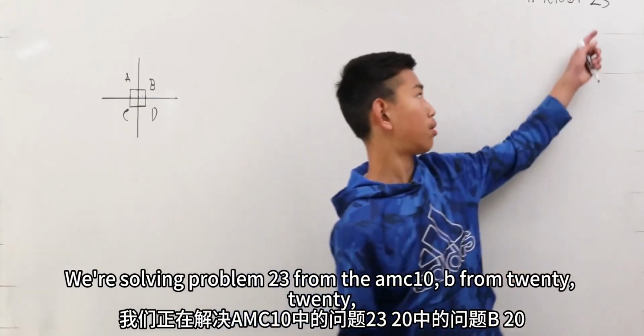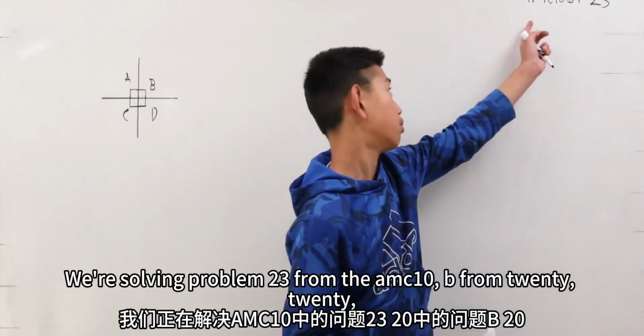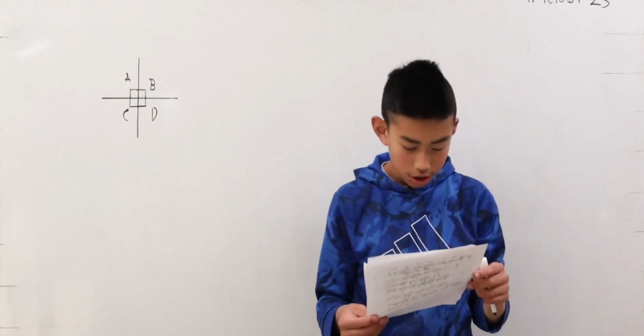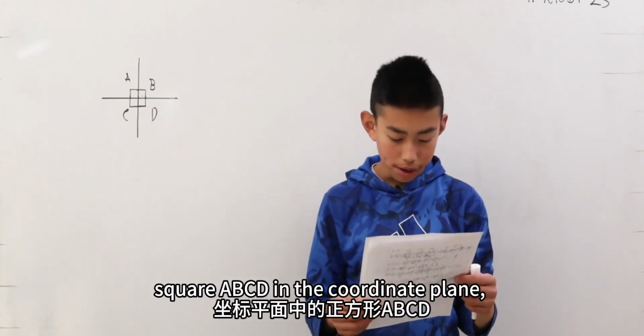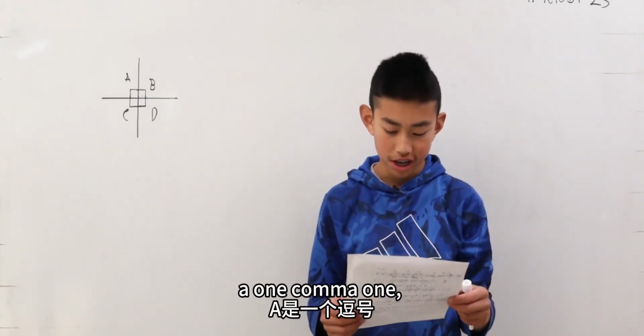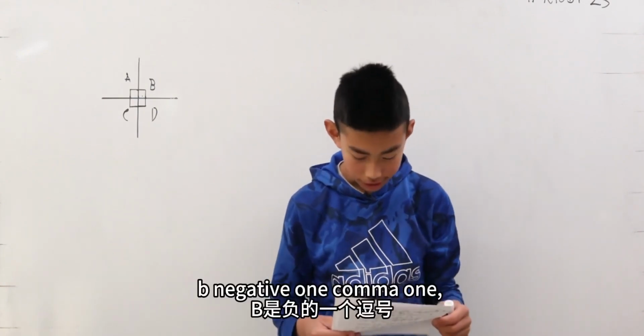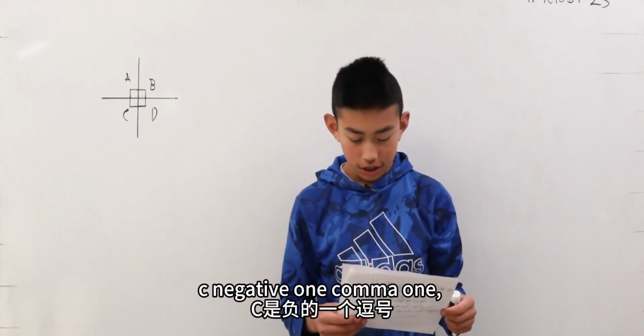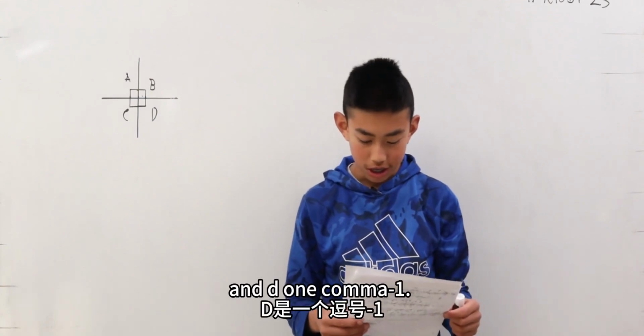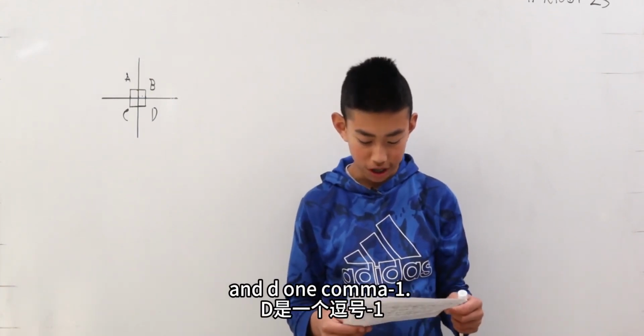We're solving problem 23 from the AMC 10B from 2020. Square ABCD in the coordinate plane has vertices at points A (1, 1), B (-1, 1), C (-1, -1), and D (1, -1).